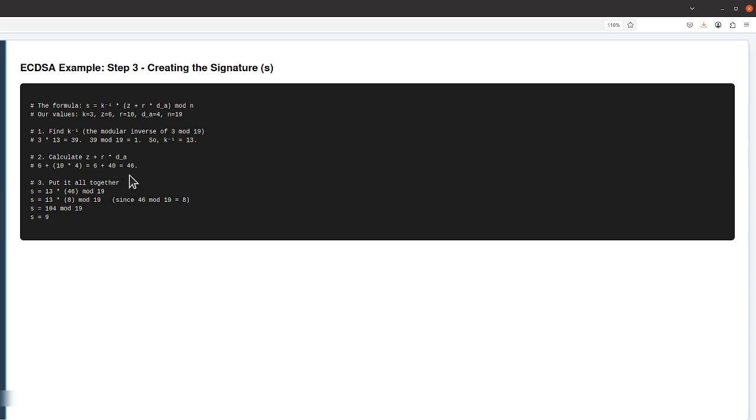Finally, we multiply. S equals 13 times 8 modulo 19, which equals 104 modulo 19, which equals 9. So, the second half of our signature is S equals 9. Alice's full signature is the pair R, S, which equals 10, 9.